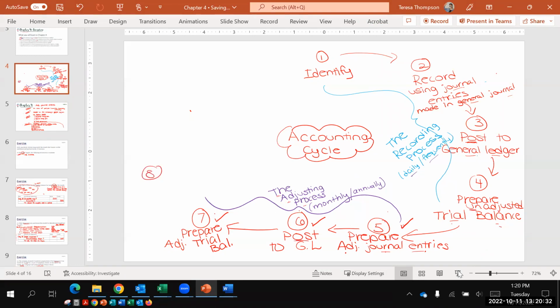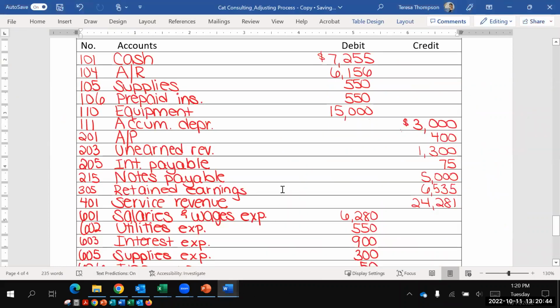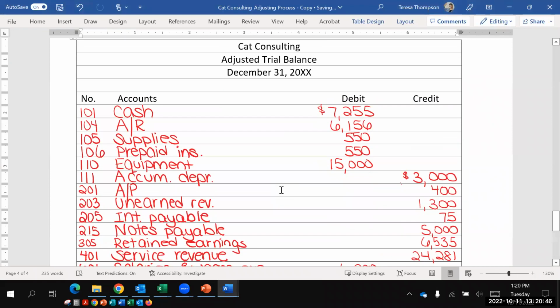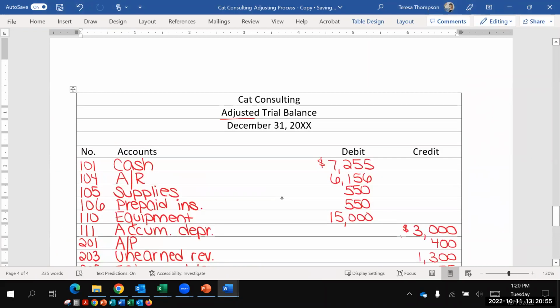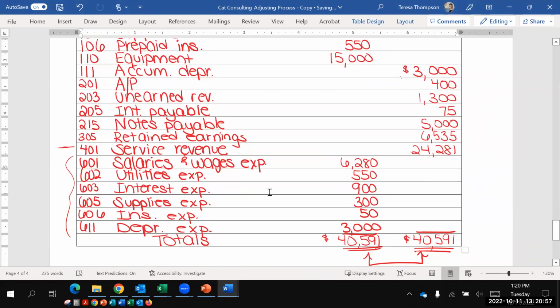The next step is one you've seen before. Don't worry. It is to prepare the financial statements. You did that in chapter 2, right? So I encourage you to try preparing the financial statements for CAT Consulting, right? On your income statement, you need revenue and you need your expenses. The nice thing about that adjusted trial balance is it organizes it all for you. You know exactly what your figures are going to be.